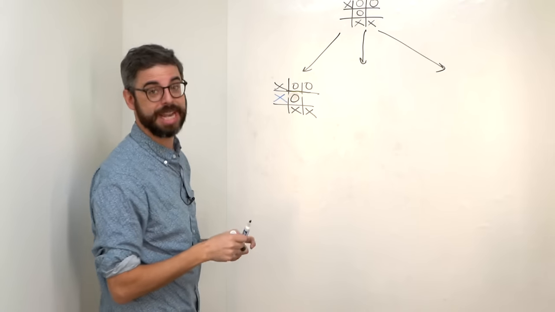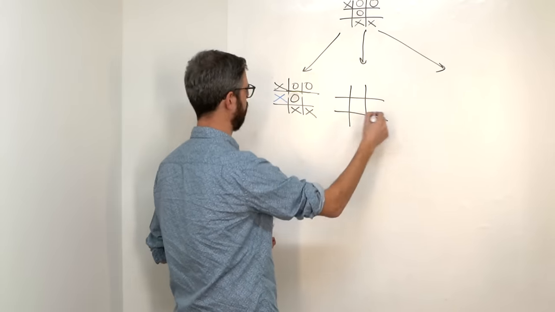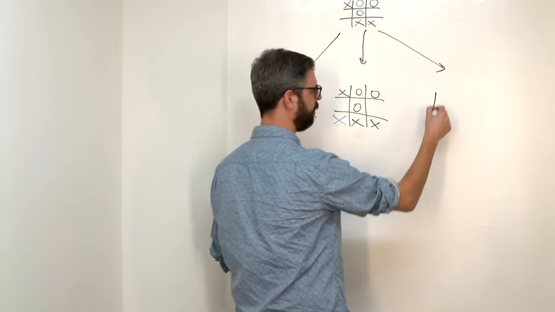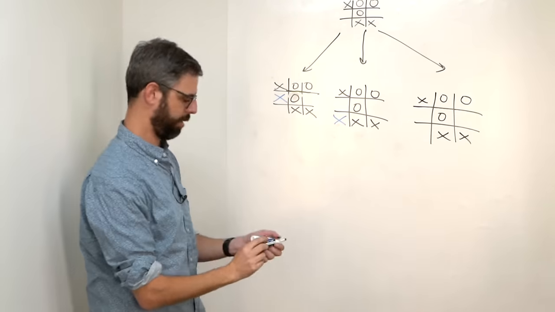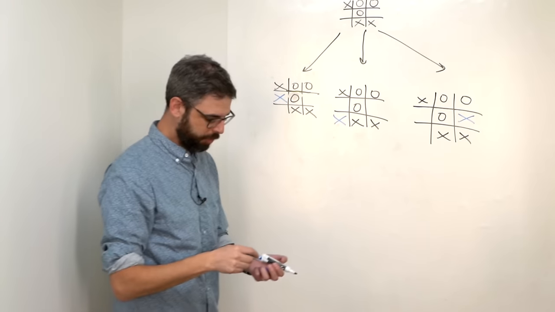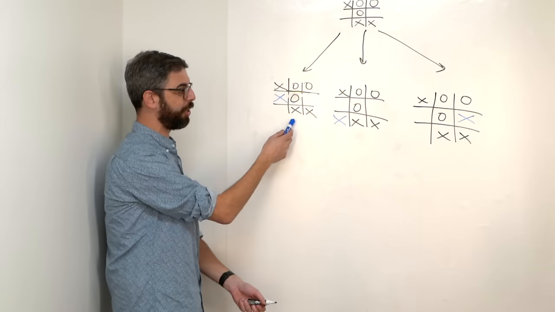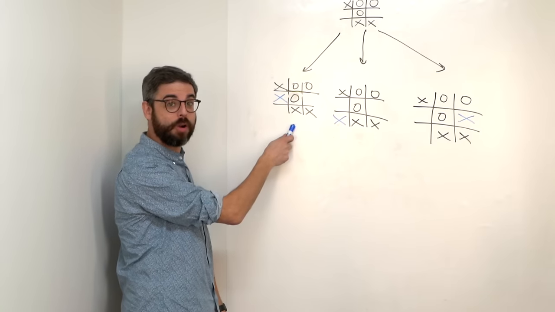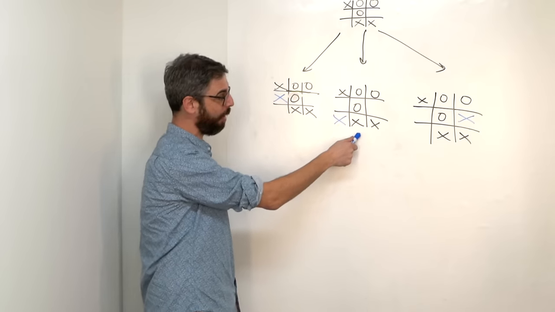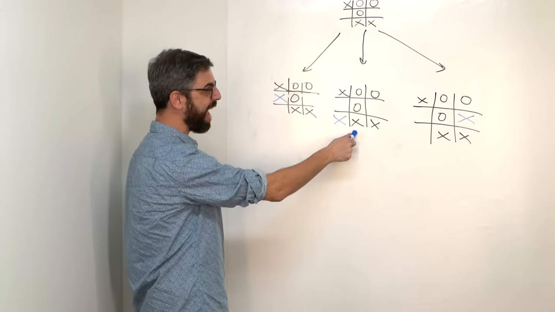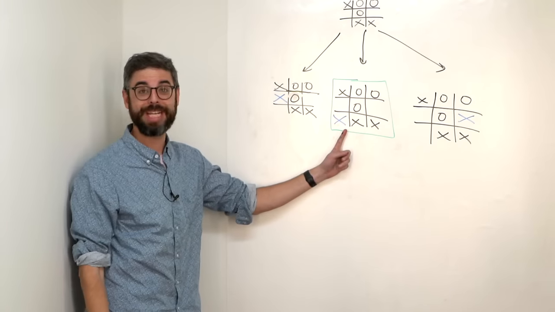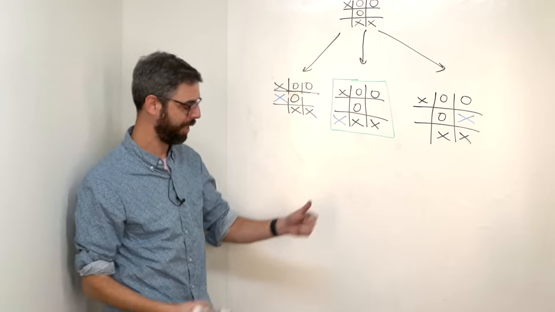Let me diagram out the next two possible moves. Another possible move is X going here. And another possible move is X going here. We need to look at each of these and determine, is the game over or is it continuing? Only in this case is the game over, and X has won. I'm going to mark this green for the state of X having won the game.